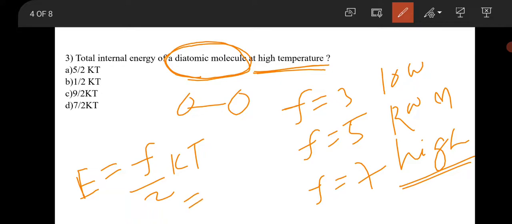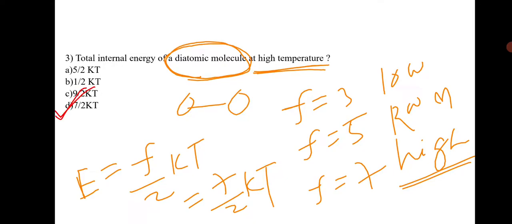So it will be 7 by 2 of kT. So the correct option will be 7 by 2 of kT. So option D will be the correct answer to the question. Okay, so move to the next question.